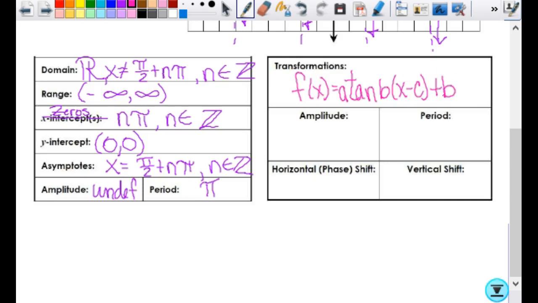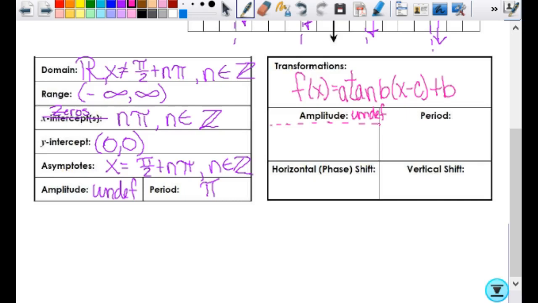Amplitude. Okay, now write this small. We just talked about the fact that it is undefined, but write it right there because we're going to add something else here. We call it amplitude for sine and cosine because it's a trig thing. That's a trig word, but that's still the vertical stretch and compression, right? So although I don't have an amplitude, by definition it doesn't exist, I can still stretch this graph, right?